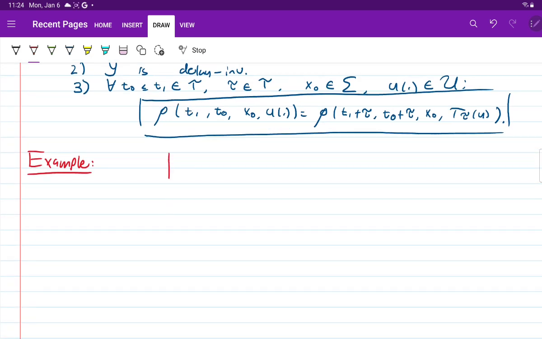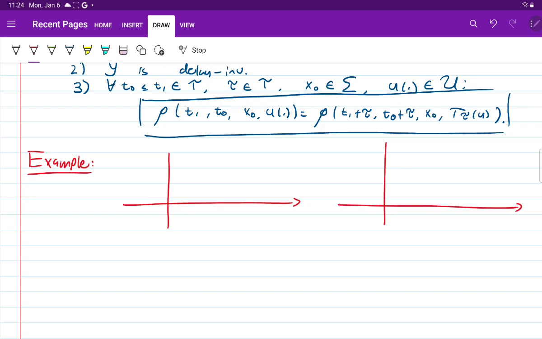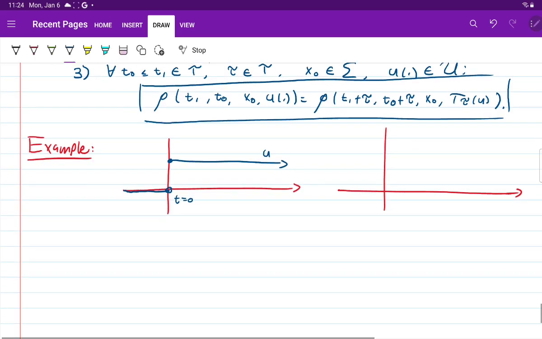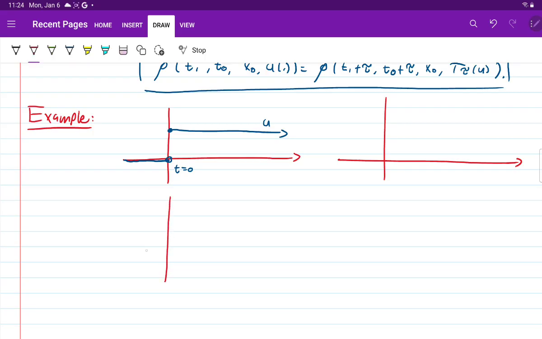First, let me plot an input signal on this set of axes and plot a delayed input signal over here. Say my original input signal jumps up at this value t equals 0. This is u. And what this does is it produces the system response of a ramp starting at time t equals 0. So I have something like that, and then my system does that. That's rho.